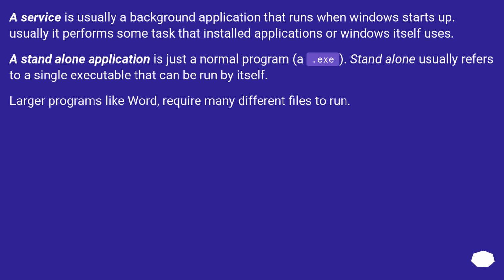A service is usually a background application that runs when Windows starts up. Usually it performs some task that installed applications or Windows itself uses. A standalone application is just a normal program, an .exe. Standalone usually refers to a single executable that can be run by itself. Larger programs like Word require many different files to run.